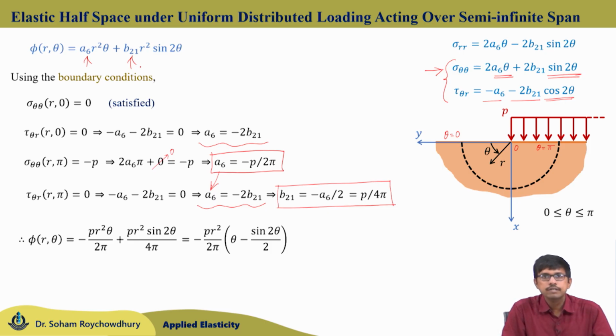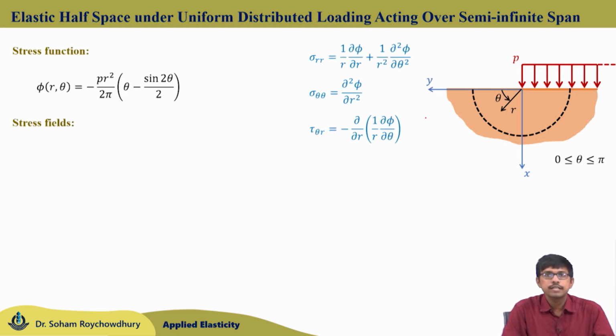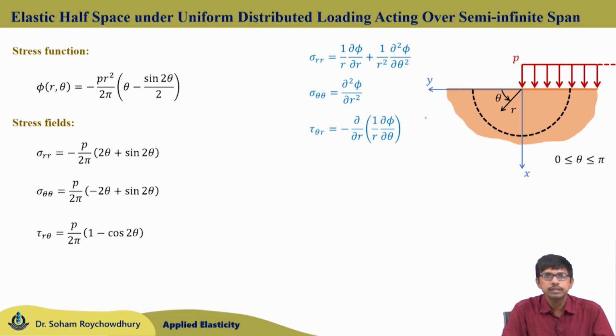Now, moving to the stress components, substituting a6 and b21 in this set of stress component equations, we can get the stress fields for the present problem like this. Sigma rr would be minus p by 2 pi times 2 theta plus sin 2 theta, sigma theta theta would be p by 2 pi times minus 2 theta plus sin 2 theta, and tau r theta is p by 2 pi times 1 minus cos 2 theta. So, this completes the present problem, which is the exact solution; all the boundary conditions are exactly satisfied.